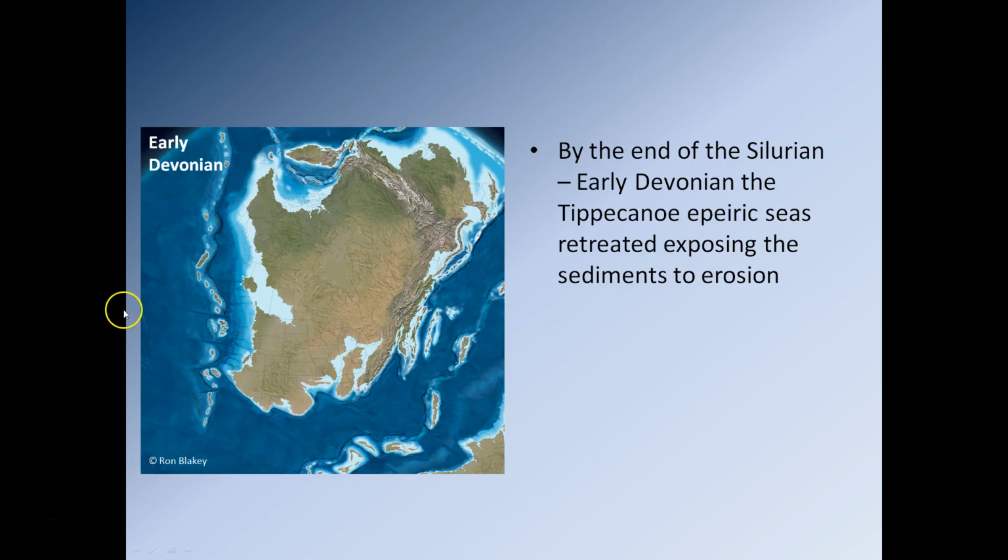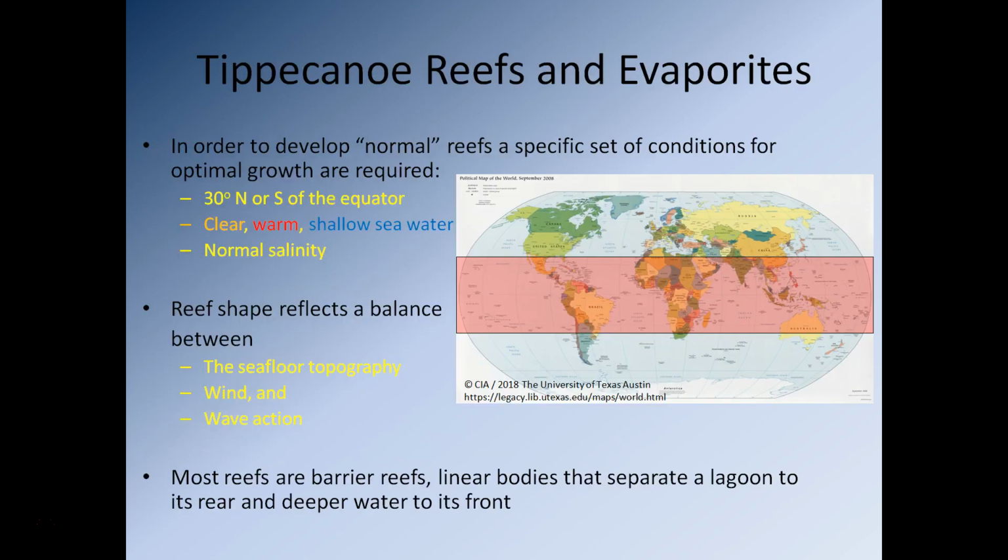And by the early Devonian, we have a full marine regression going on, and once again North America, or should I say Laurentia, is now exposed, and massive erosion starts to take place, forming a continent-wide unconformity. So let's just take a second to make sure we know the conditions required for optimal reef development.